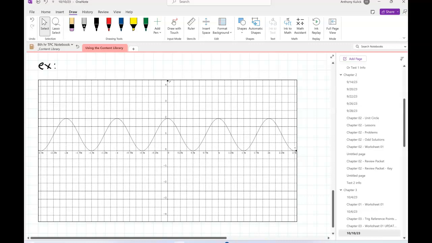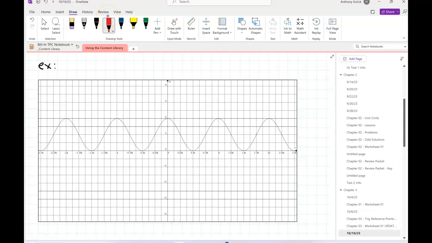Okay, so we have a new example. I'm going to approach this in the exact same fashion. I'm going to start by figuring out my midline. Take a look at the graph. Can anybody tell me where the midline is?